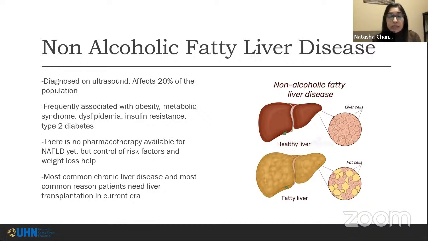Despite how common this disease is in our society, unfortunately, at this moment in time, there are no pharmacological therapies for non-alcoholic fatty liver disease. So our focus on these patients is to control all of their metabolic risk factors and assist them with weight loss. This disease, non-alcoholic fatty liver disease, is the most common chronic liver disease in the world. And it is now the most common reason that patients need a liver transplant.